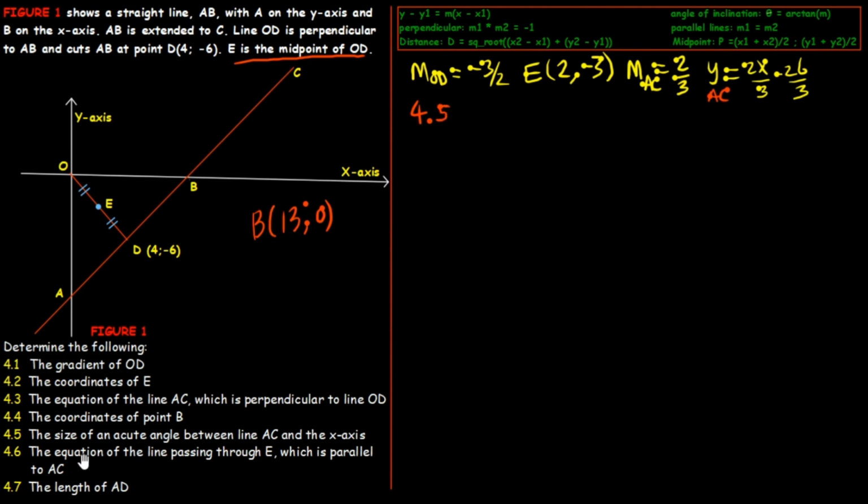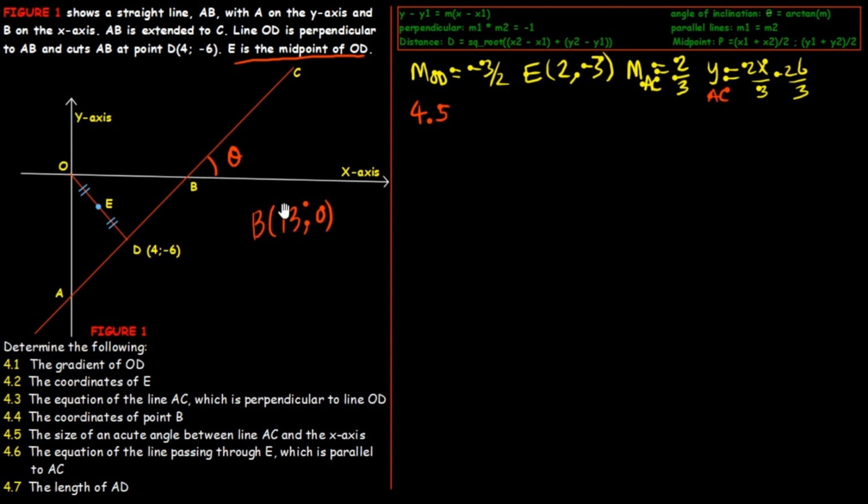So let's move on to question 4.5, where we need the size of the acute angle between the line AC and the x-axis. Let's highlight the angle which we determine. This is the acute angle. Acute angles are between 0 and 90 degrees. So now let's solve for theta. How are we going to determine it?